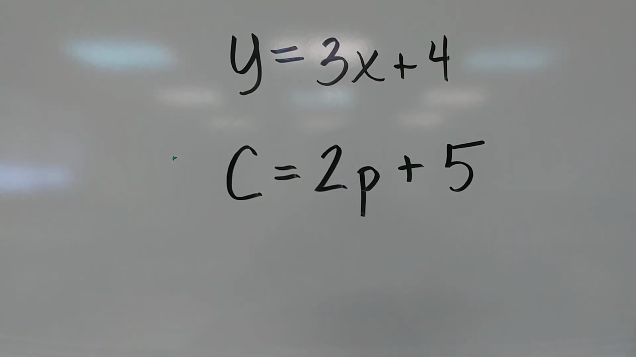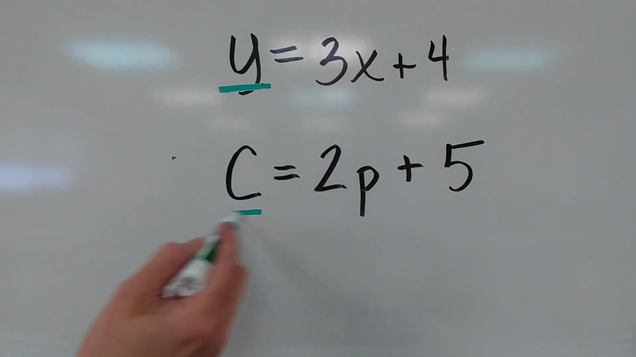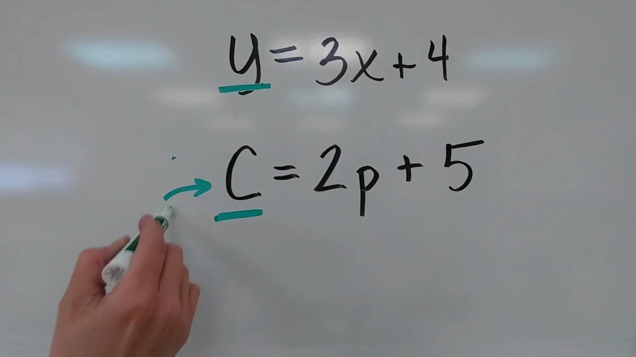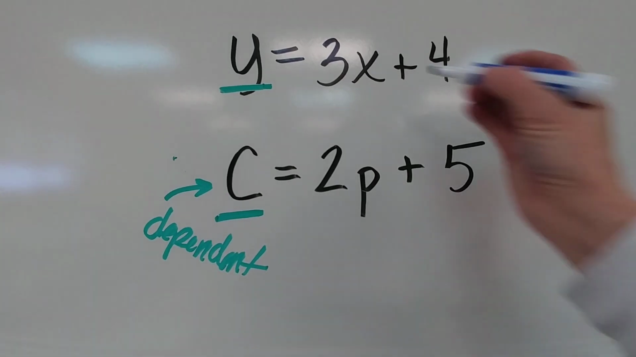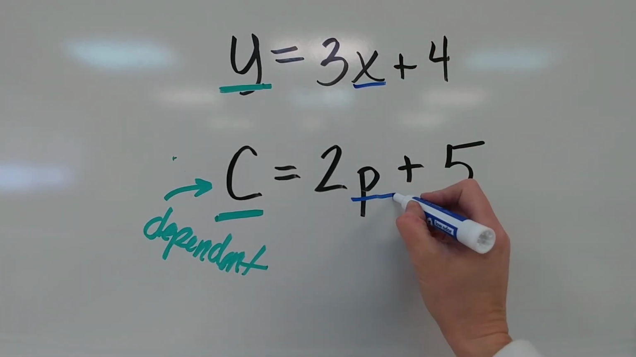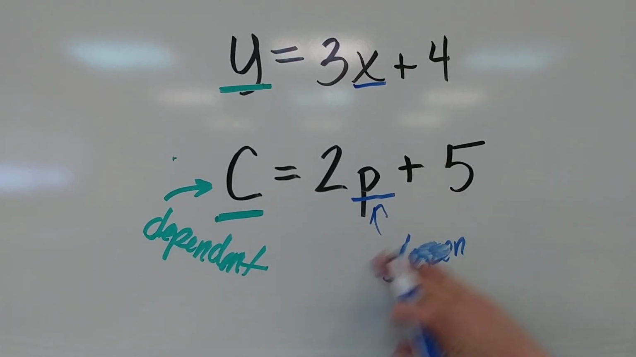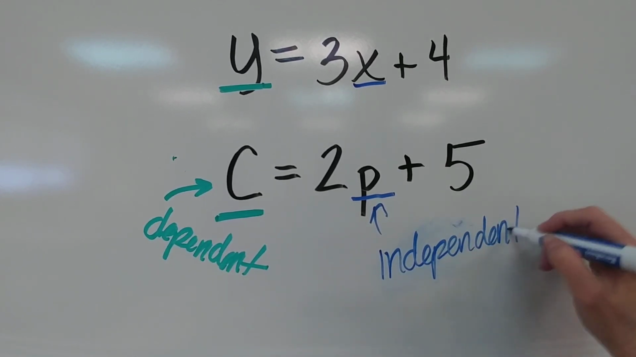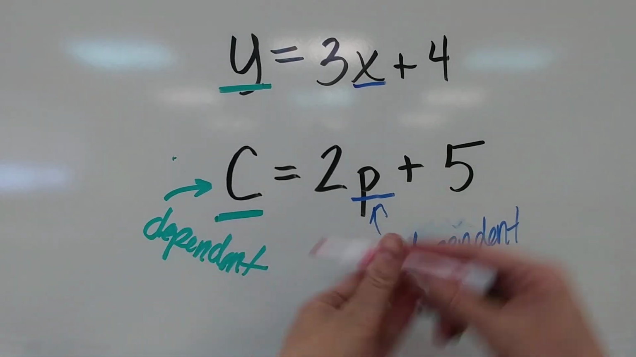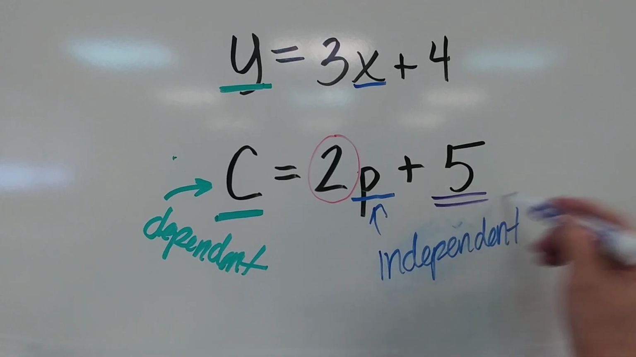I haven't changed what they mean. Just because the y is now a c, it's still the dependent variable. And just because the x is now a p, it's still the independent variable. Which means, of course, the 2 now is the coefficient, and the 5 is the constant.